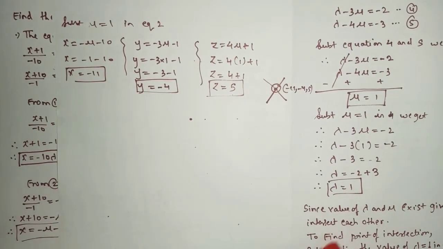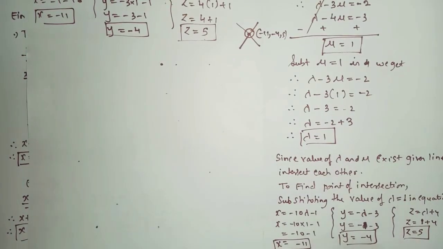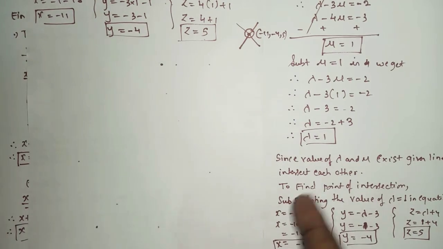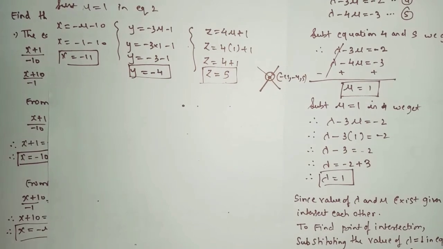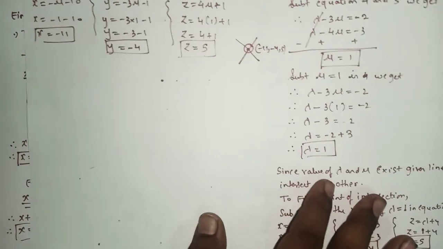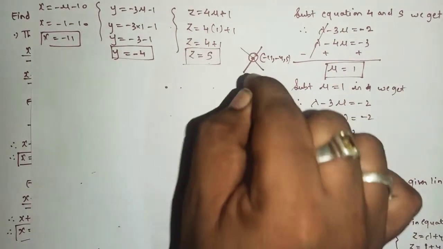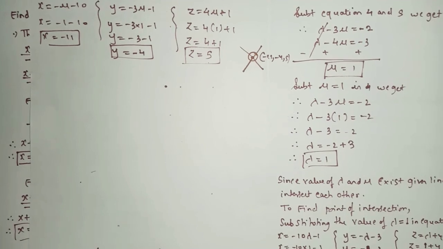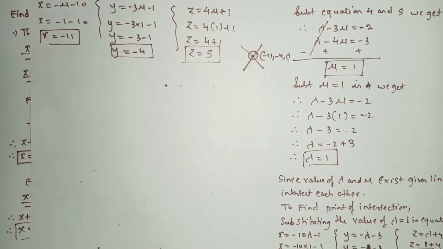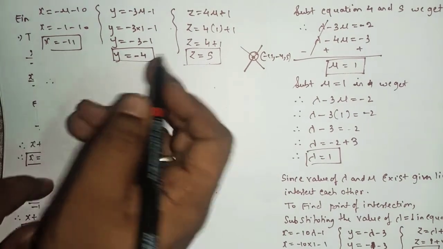This was the x, y, z coordinate we got for Cartesian equation number 1, and this x, y, z we got for Cartesian equation number 2. When the two lines intersect each other, clearly they will intersect at a common point, minus 11, minus 4 and 5. So therefore we can clearly see that the common point is minus 11, minus 4 and 5.